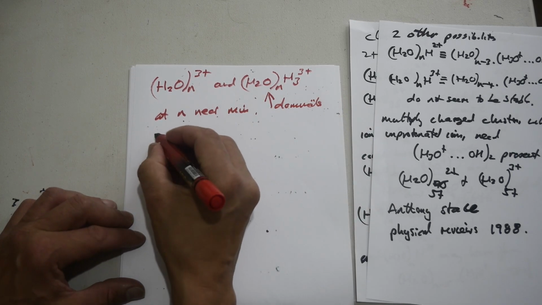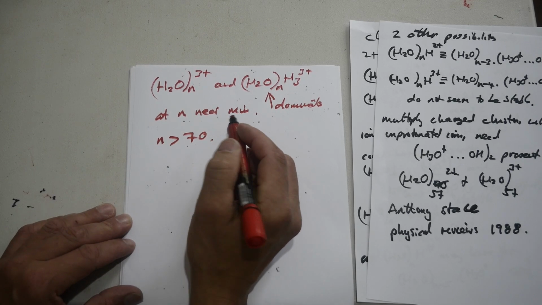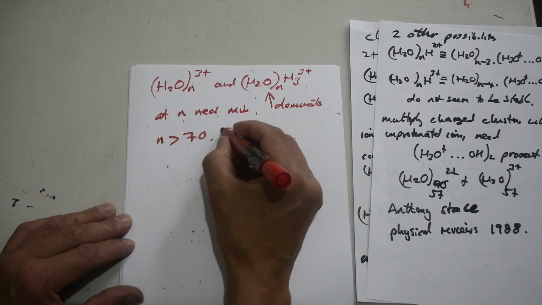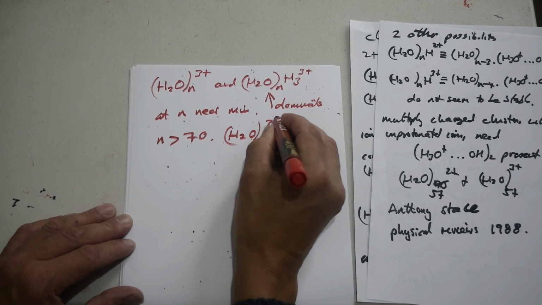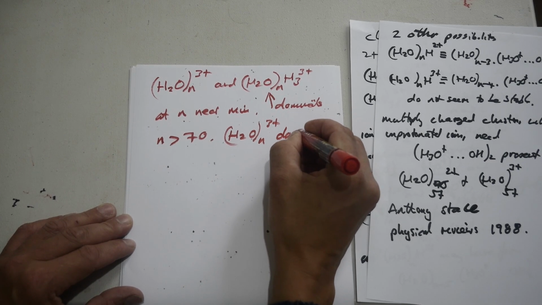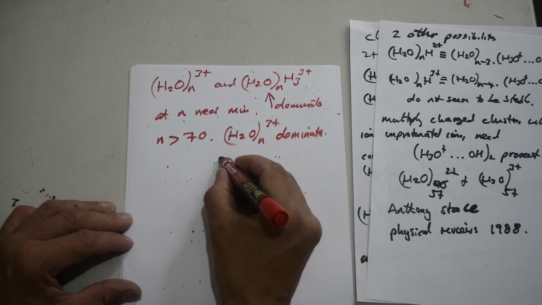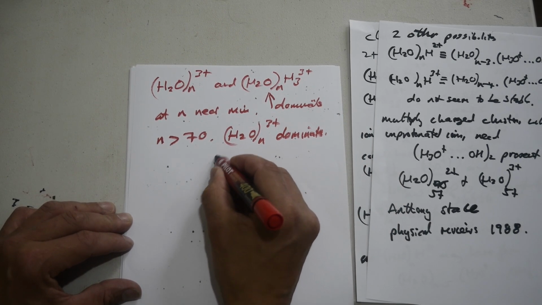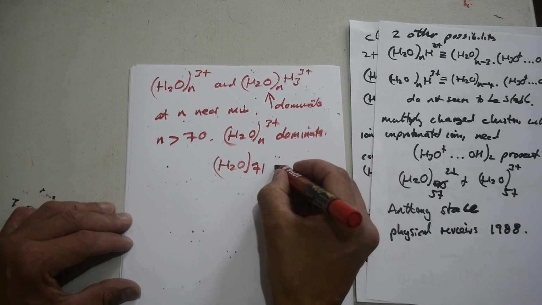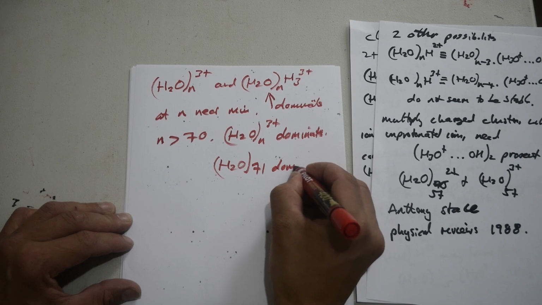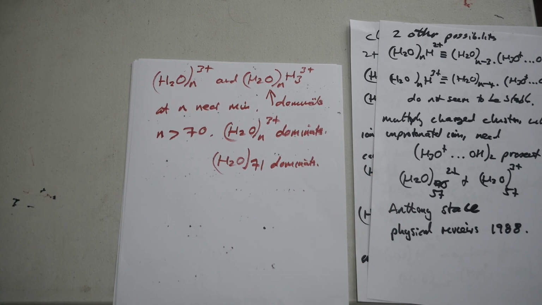But when n is greater than 70, this one dominates. Okay, so you've got H2O N, say 71 or higher, dominates.